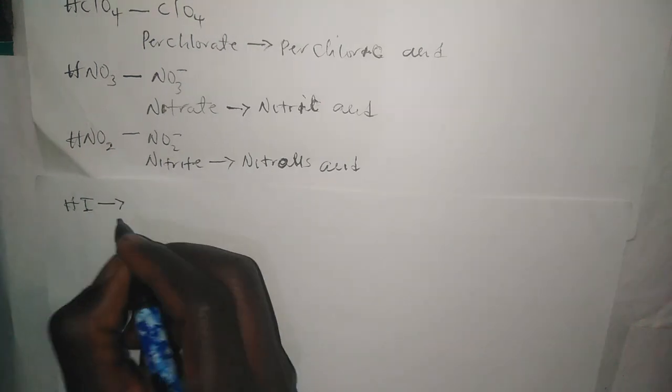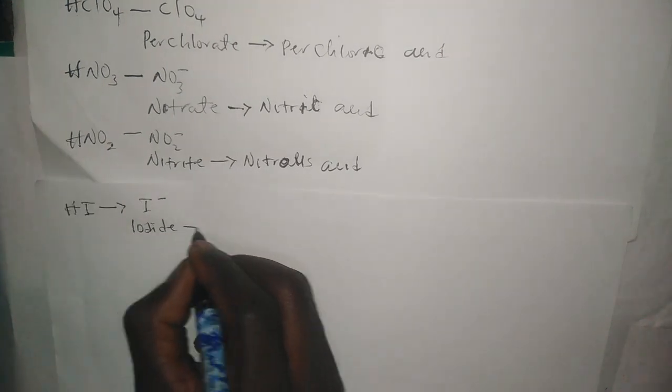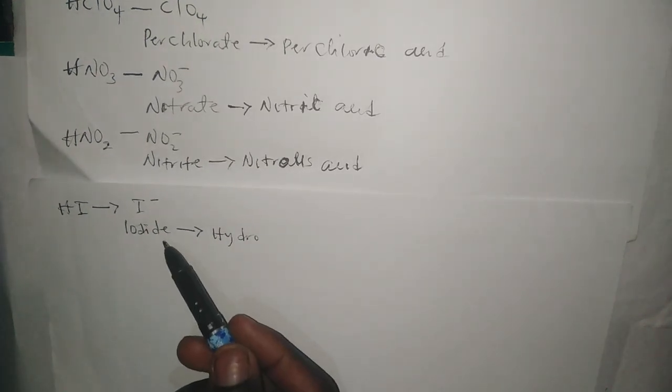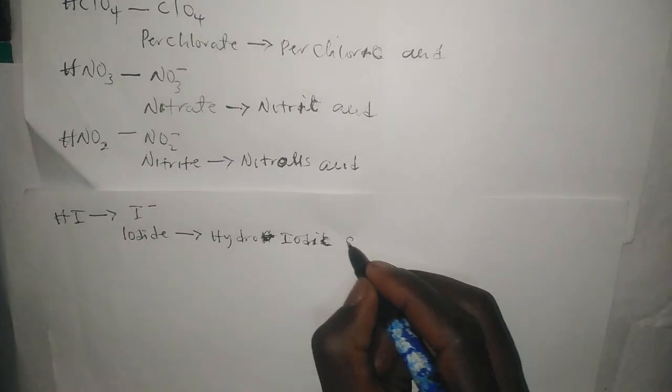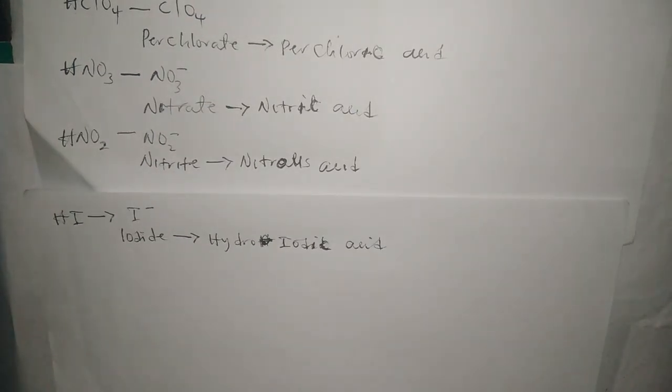HI. Now to name this particular acid, we first separate the monatomic ion in this acid. So we have iodide and it's a monatomic ion ending with IDE. Now based on the rules, we first add a prefix of hydro. Then we'll drop this IDE and replace it with IC. Then we'll add acid. So we have hydroiodic acid.